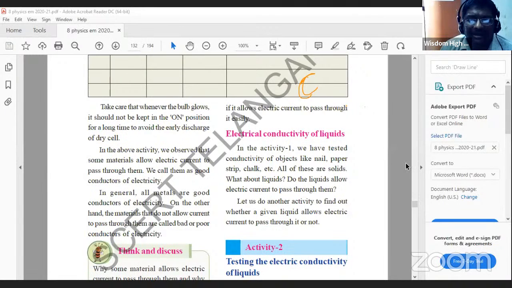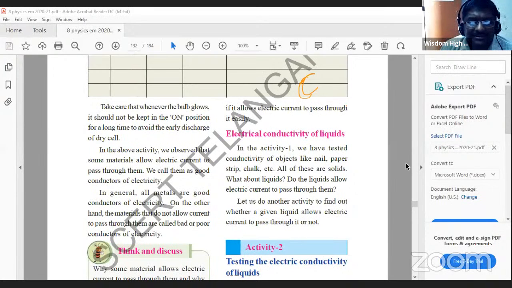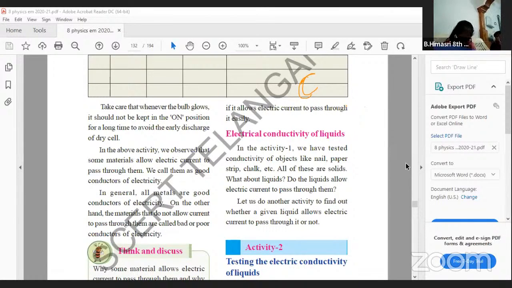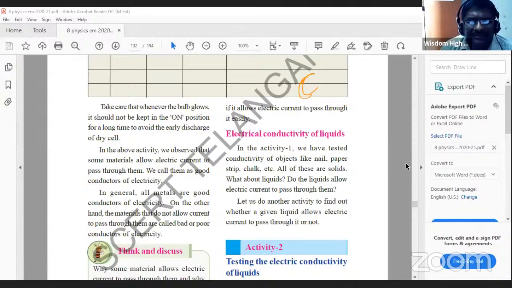Any one of you, if you know the answer, raise your hand. Yes, Maitreyi. Sir, we use an LED bulb because if the safety pin produces a little amount of electricity, the LED bulb will glow. But other bulbs won't glow with a little amount of energy. Very good, very good. Yes, excellent.